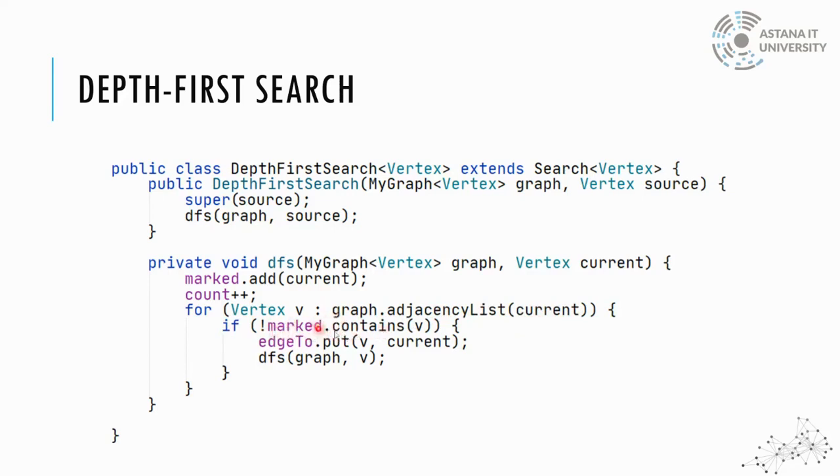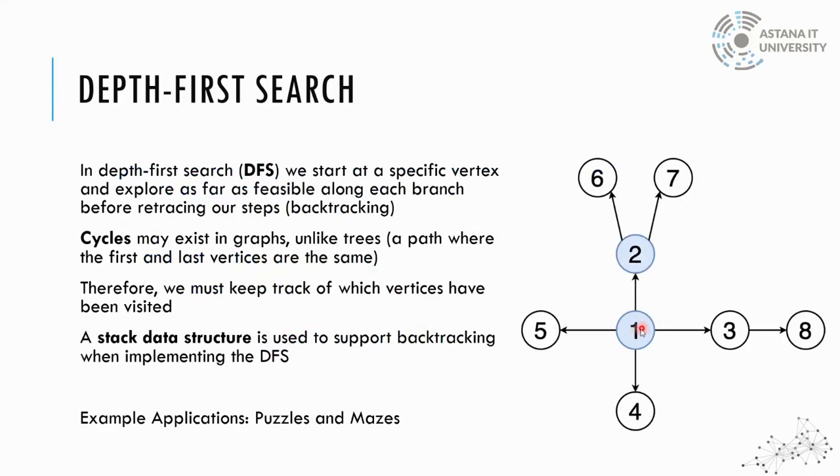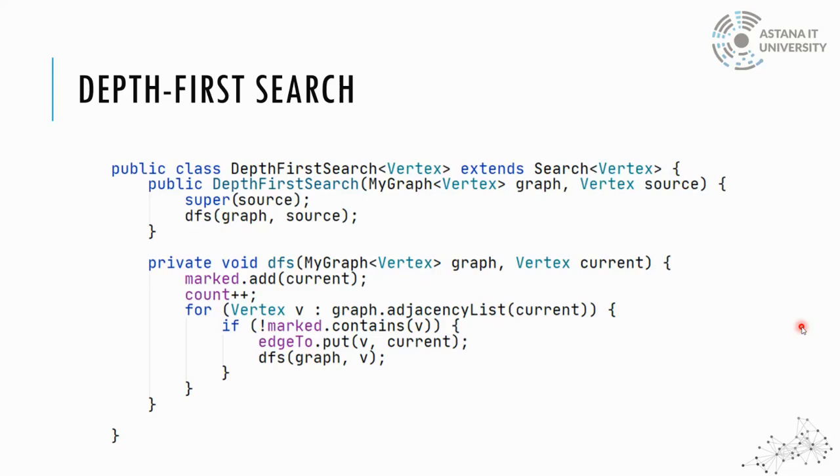have I already had that vertex before? If no, then I add that inside my H2, as I told you, like V and current. V would be my vertex and current is my predecessor. And then I call the DFS again. So it does for the next vertex the same, and keep doing that. So that is how I'm taking this algorithm, like 1, 2, 6, then 7, then 3, then 8.